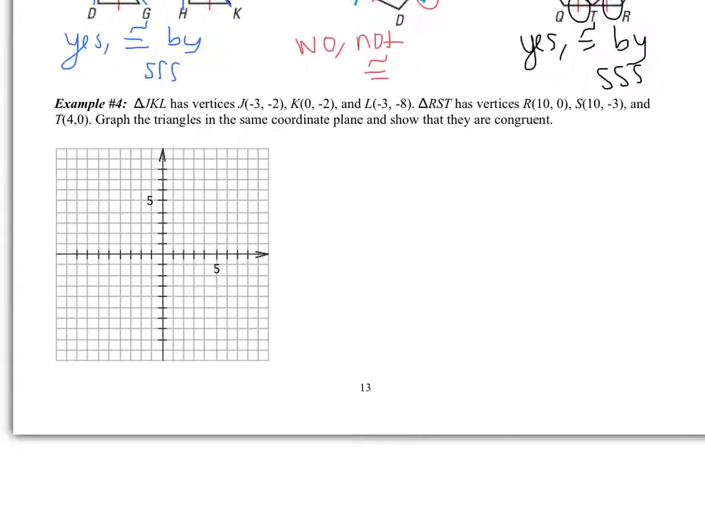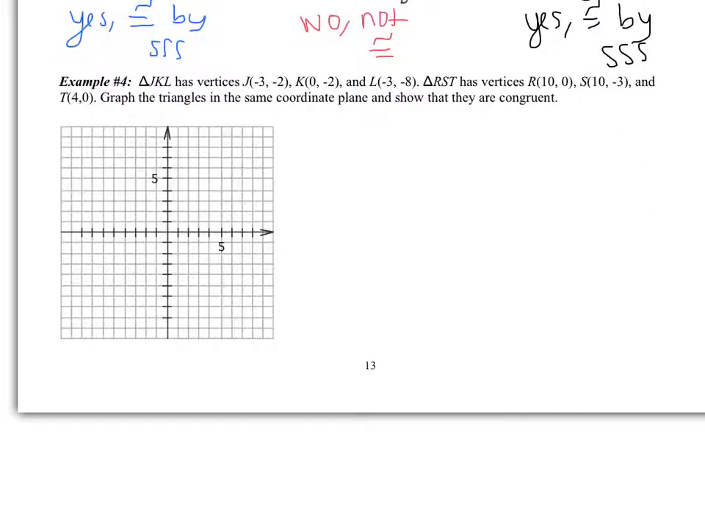So looking at example 4, triangle JKL has those vertices and triangle RST has those vertices. Graph the triangles and show that they are congruent. Okay, so I'm going to start with triangle JKL. J is -3, -2, so that's here. K is 0, -2, so that's here. And L is -3, -8, so -3.